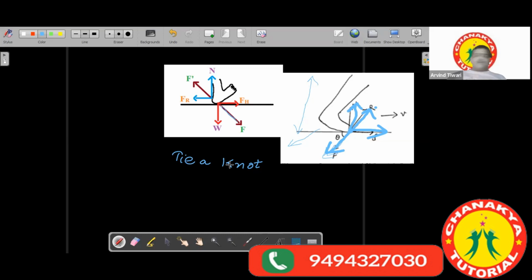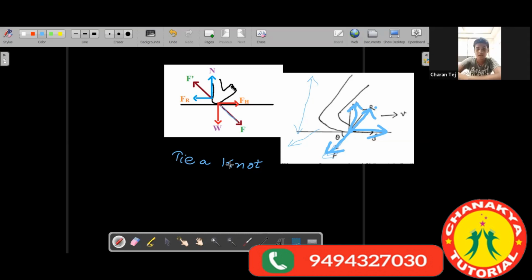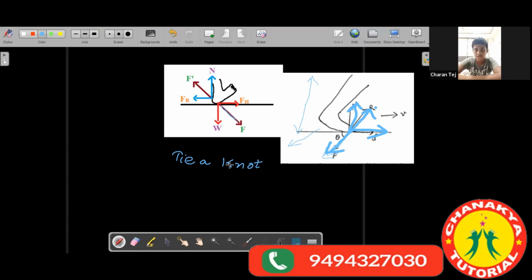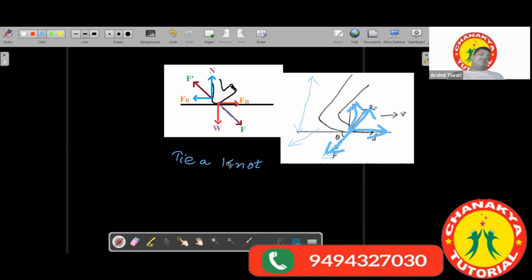Yes, Charantej? Sir, does every smooth object have less friction? Yeah, all smooth objects offer lesser friction.